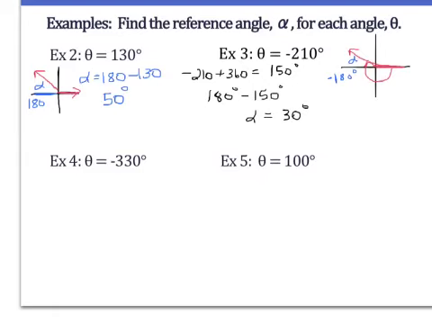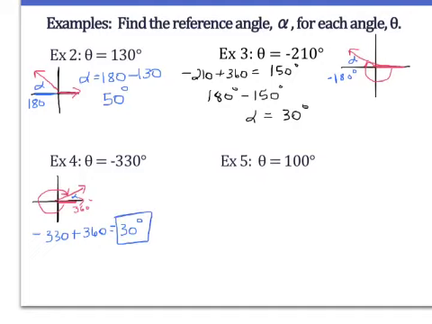Okay, so example 4. We have a clockwise angle. We're going to go around almost all the way. And it's going to be closest to the 0 side, but 0 is the same as 360 degrees. But if we just find the positive coterminal, let's see what happens, because alpha is right there. So our positive coterminal is -330 plus 360, and that's 30 degrees. And this is already an acute angle, so there's alpha.